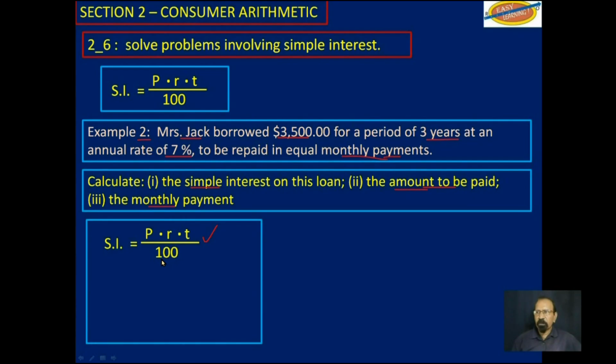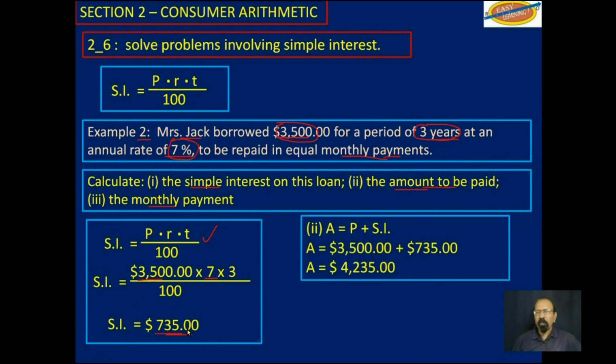Simple interest is equal to principal times rate times time over 100. Let's substitute the numbers we are given. The principal is $3,500. The rate is 7% annually. And the time is 3 years, over 100. And we get that the simple interest is $735. That's just the interest. Now the amount to be paid back would be the principal plus the interest. And that would be $4,235.